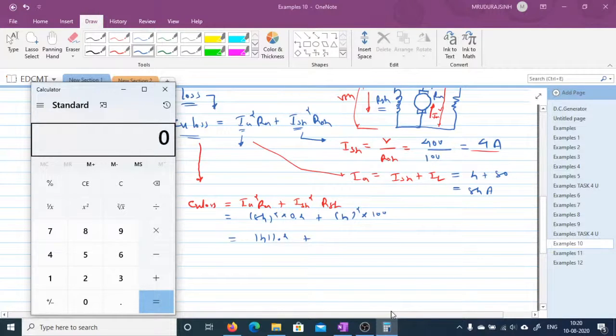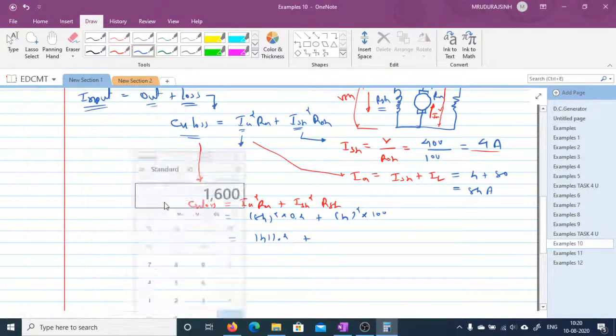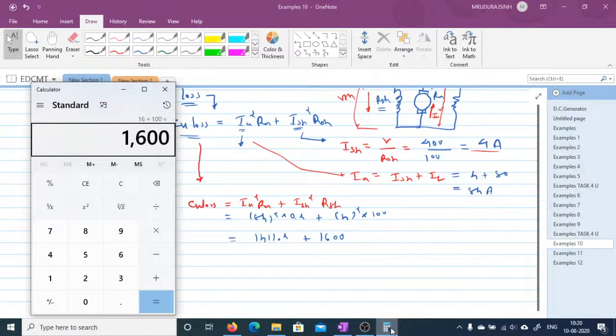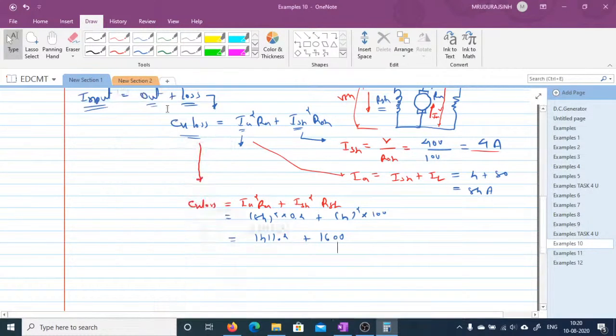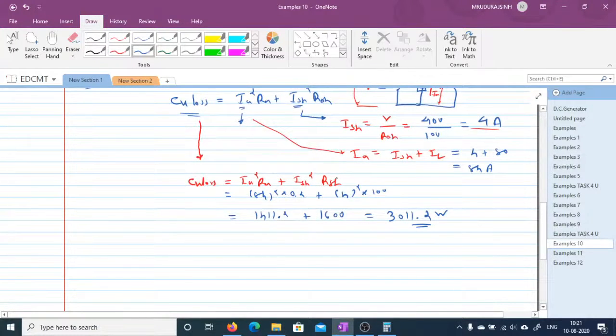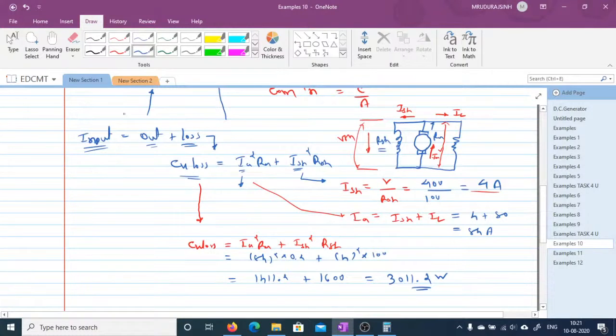It's 16 multiplied by 100, so it's 1600. If we add these two things, we'll get 3011.2, so our copper loss will be 3011.2 watt. So we have got this copper loss. If we add this copper loss to the output, we'll get the electrical input. The second stage: just add this over here.